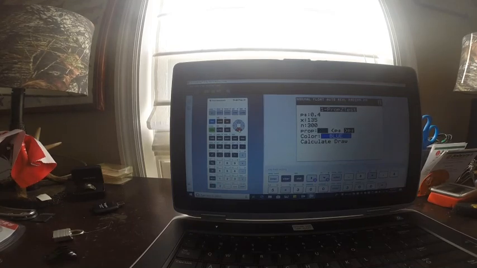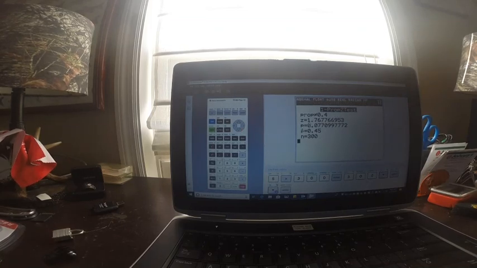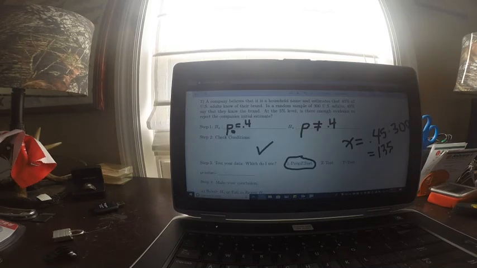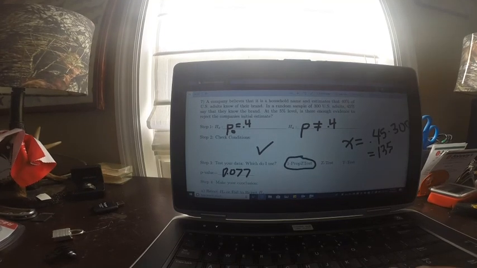We decided to let it be not equal to because they didn't specifically come out and say greater than or less than. Okay. We calculate it, and we wind up with a p-value equal to 0.077. Okay, so if I come over here, 0.077. Now that's with not equals.